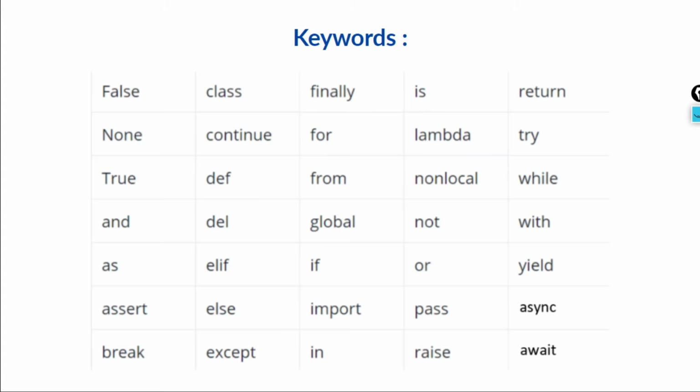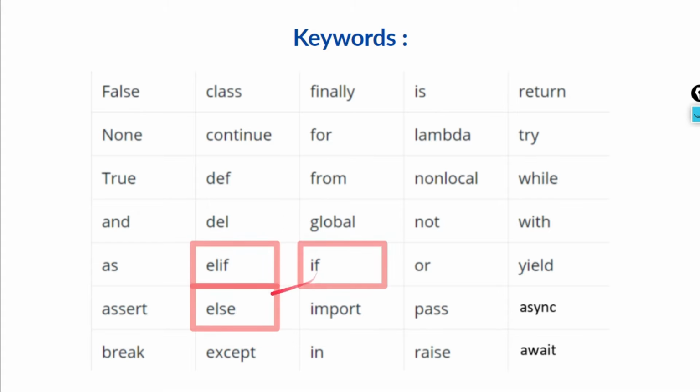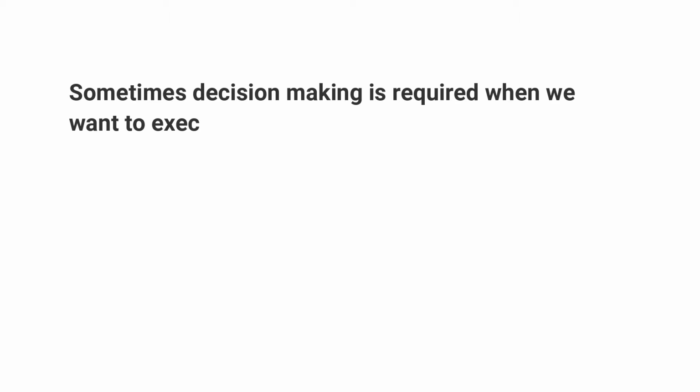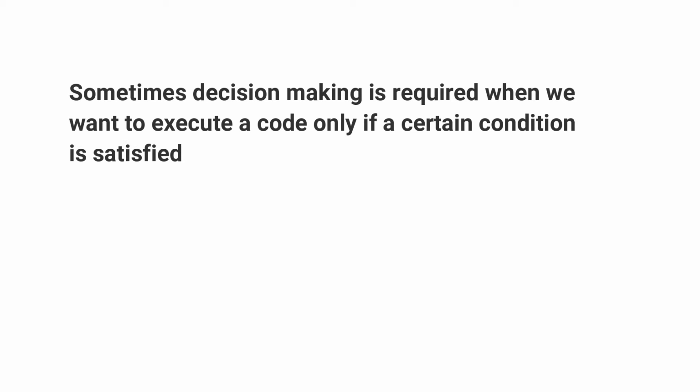In this video we'll learn about the if statement. This will include if, elif and else. We have seen these keywords in the keyword chart. See, if, elif and else. So sometimes decision making is required when we want to execute a code only if a certain condition is satisfied. In Python we use if, elif and else for decision making.